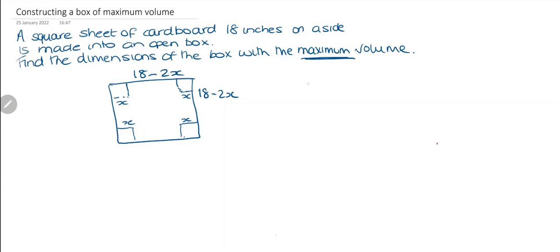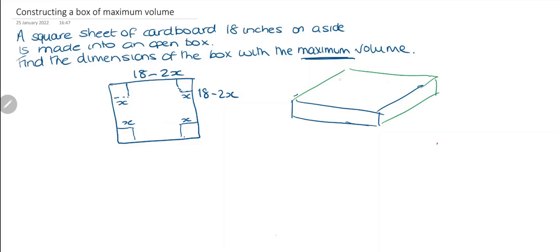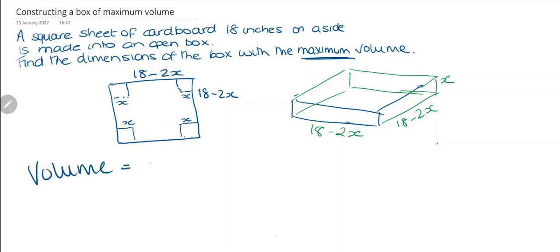So we're going to turn our paper into a square box. And we'll have 18 minus 2x by 18 minus 2x. And the height we need is going to be x. So the volume of our box is x multiplied by 18 minus 2x squared.